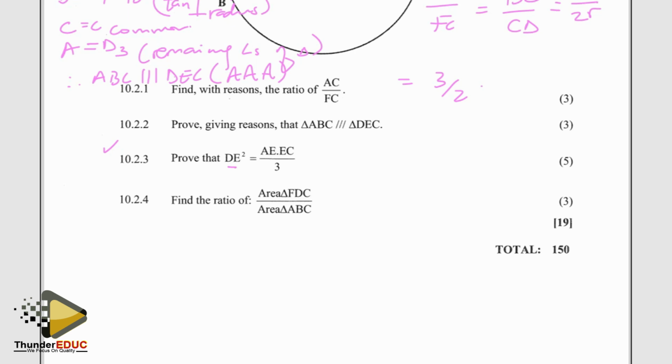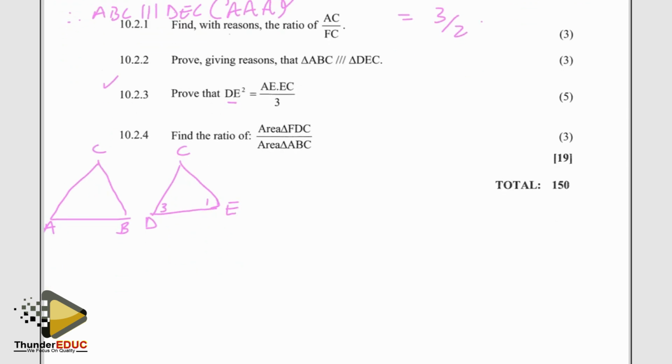Okay, let me see what I'm going to do. So if I'm to sketch my two triangles, anyhow, calling this A, B, and C, and then I have the triangle, we said A is going with D3, B is going with E1, and then C is common. Then let me apply my ratios for the similar triangles.